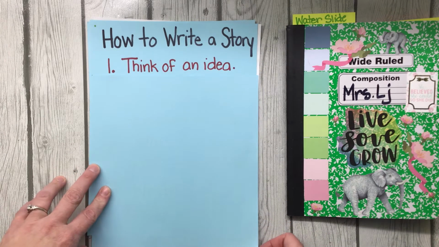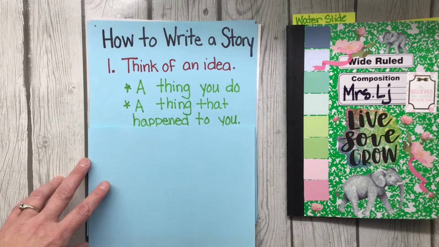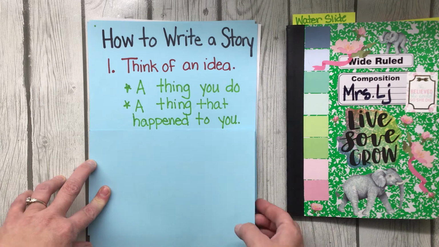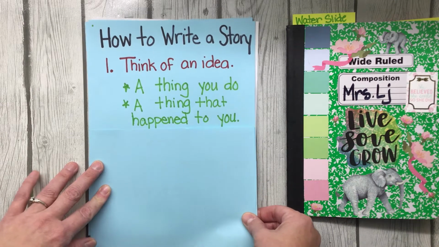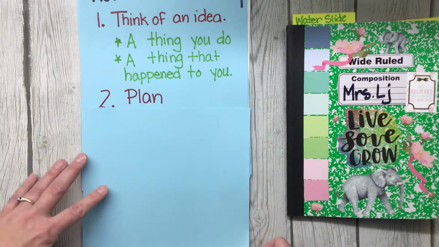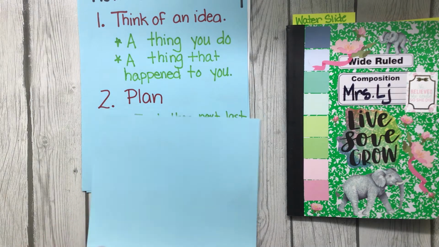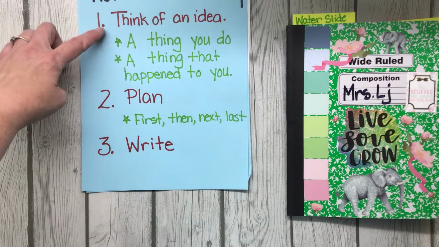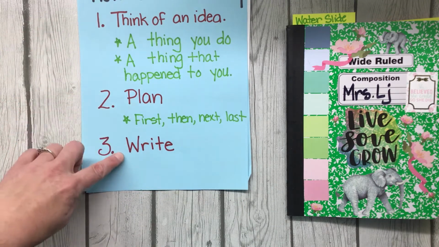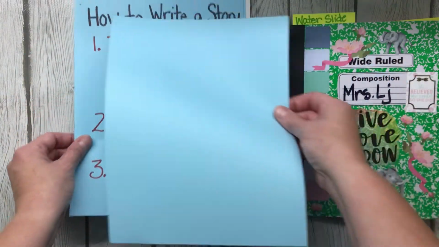The first thing you do, of course, is think of an idea, which is a thing you do or a thing that happened to you. So everybody had the coronavirus quarantine happen to them. So that's something right there that's an idea. The next thing you do is you make a plan. What happened first, then, next, and last. Then you're ready to write your story. So think of an idea, plan, and write. So go in that order. You don't start writing before you do either of these things.